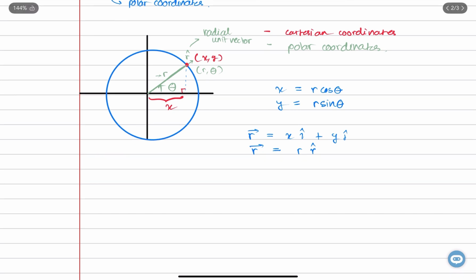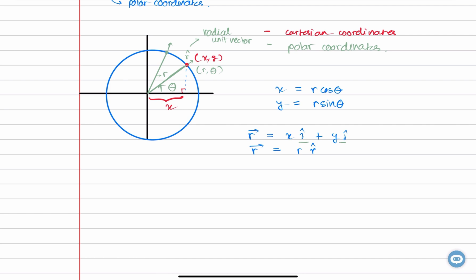A key difference to note here is that as position changes, let's say instead I were to end up here, then my radial unit vector will also change. But i cap and j cap do not change. It is in this sense that polar coordinates are fundamentally different from Cartesian coordinates, because in Cartesian coordinates we start off with two fixed vectors, i cap and j cap, and we define everything in terms of them.